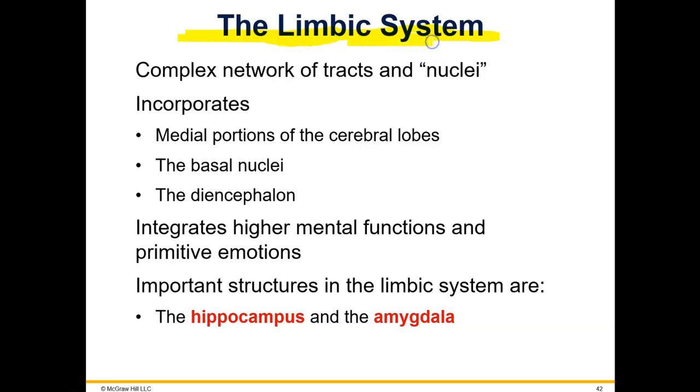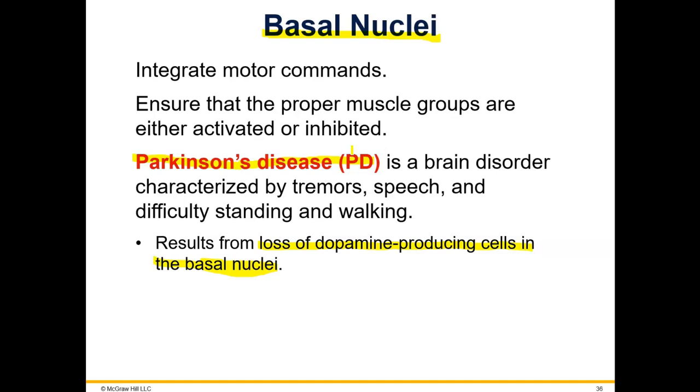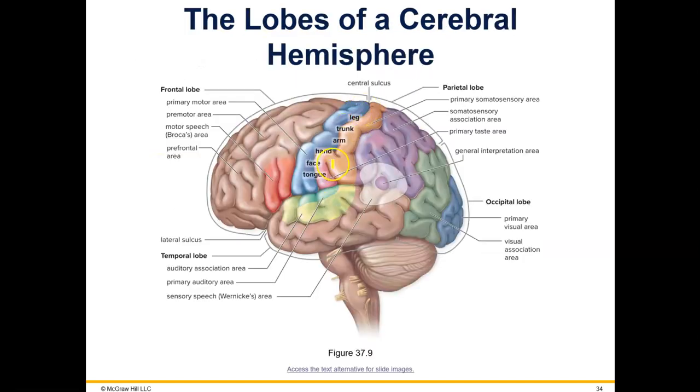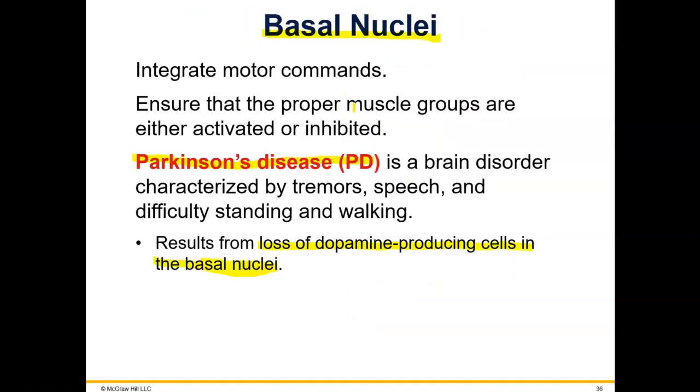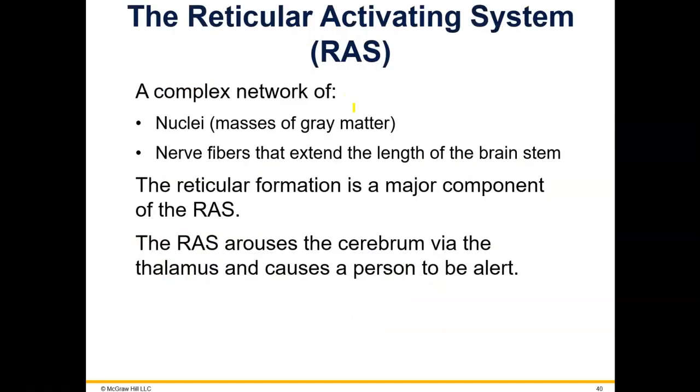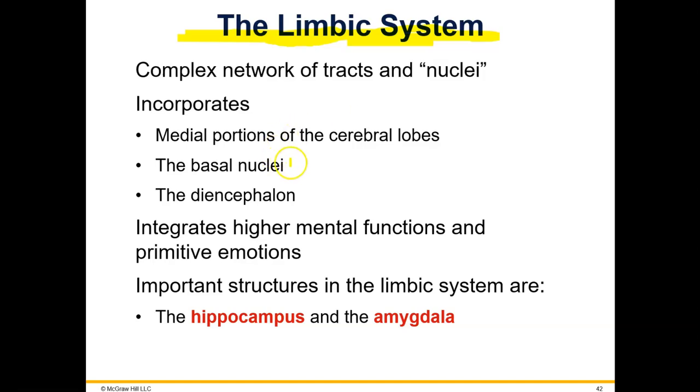is a strange little part of the brain. It includes the medial portions of the cerebral lobes. So in the very center, like in here. Okay, so medial portions of the cerebral lobes, and it includes the basal nuclei and the diencephalon, which includes the hypothalamus and the thalamus. And some structures that are important in the limbic system are the hippocampus and the amygdala. So what the limbic system does, it integrates higher mental functions and primitive emotions.